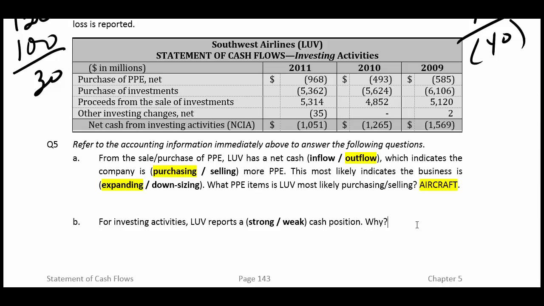Southwest reports a strong or weak cash position. For investing activities, would you call this strong or weak? Strong. I don't know any other way to describe a company that has $5 billion in long-term investments made. Look at this. Look at the investments they flipped over here.